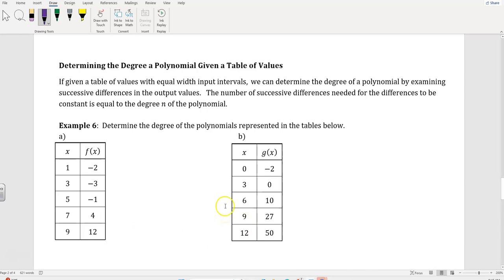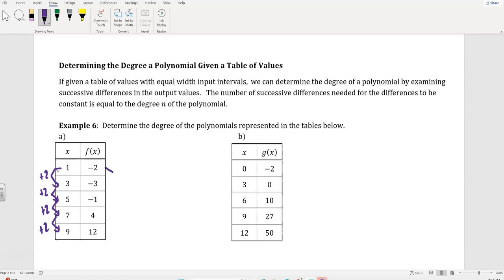So, determining the degree of a polynomial. This is very similar to what we were doing with our tables with our linear and quadratic. In fact, it is what we were doing. The first thing you want to do is check to make sure that your x's are increasing at a constant rate. If they are not, you are not going to be able to check. For this table, my x's are increasing at a constant rate. Then you want to look at the first difference, the second difference, the third difference, and so on.